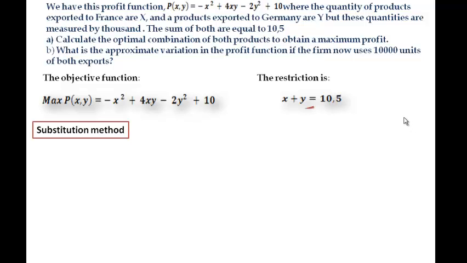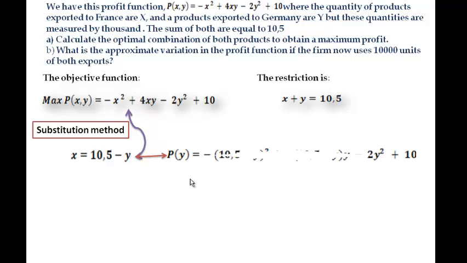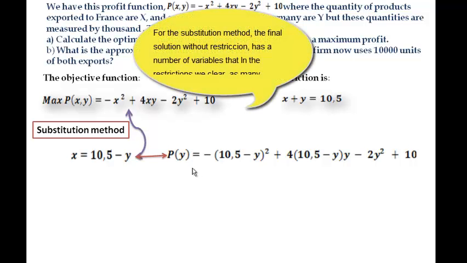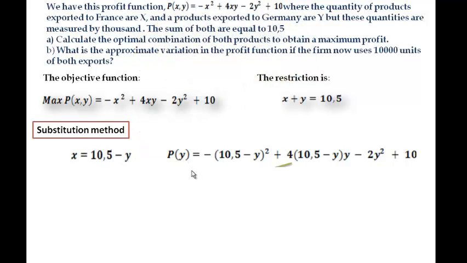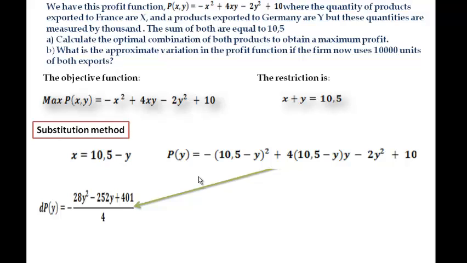How can we do it? It's easy. We work out one of these variables, for example, x. Now we have the value of x depending on y. We substitute this value inside the objective function, and we obtain a function without restrictions. Now it's easier for us to solve the problem. We know the steps. Step 1. Calculate the first derivative of the function.